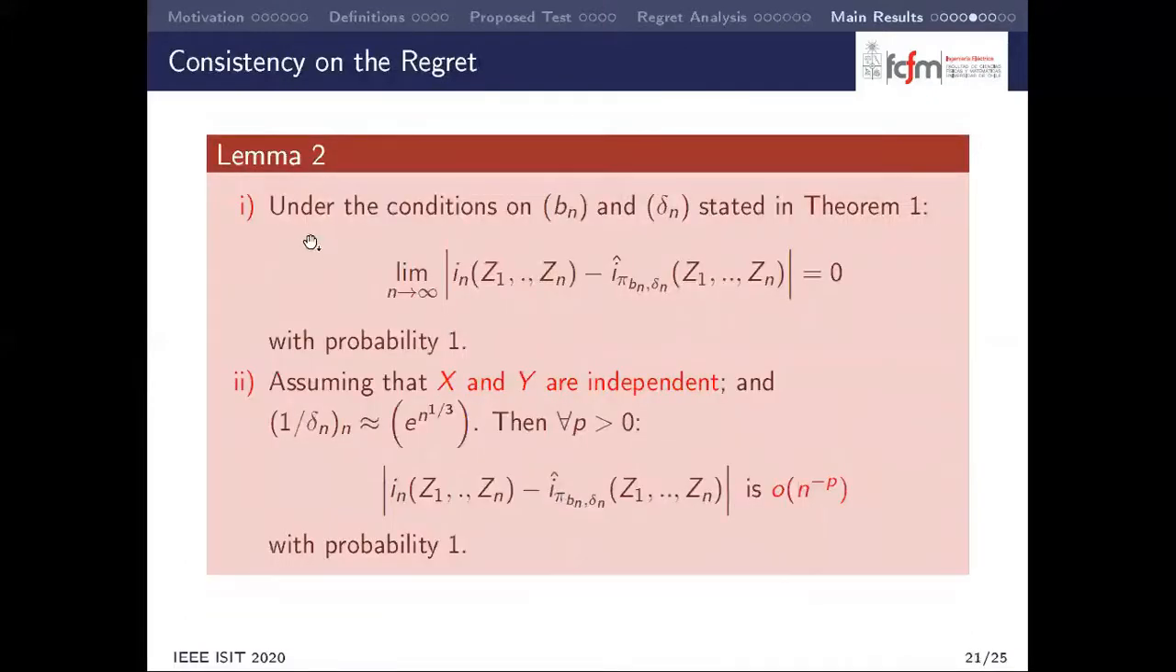Okay. Next result is lemma 2, which is the consistency of the regret. And basically this tells us that under both hypotheses, the regret converges to 0 with probability 1. Now, what is more important here is that if we have independence between x and y, then not only does the regret converge to 0, but it does so at a super polynomial velocity, in the way that this is faster than any polynomial. Now, remember, this term, the true likelihood statistic, is 0 in the case of independence. So what we're saying here is that our empirical statistic converges to 0 at a super polynomial velocity.